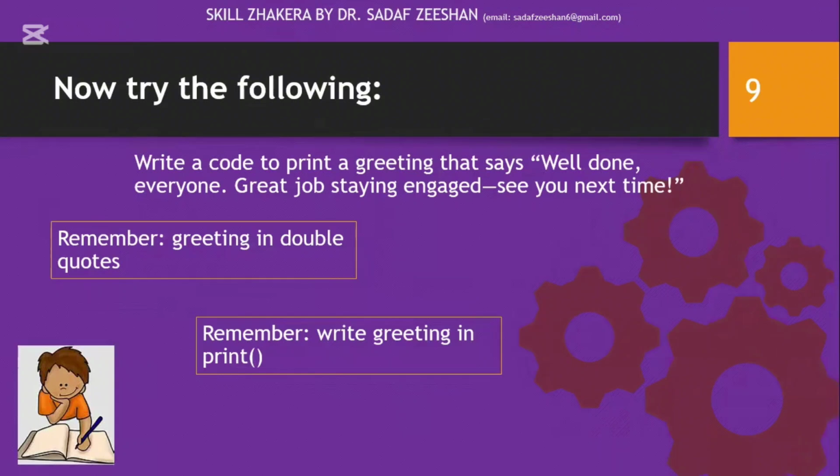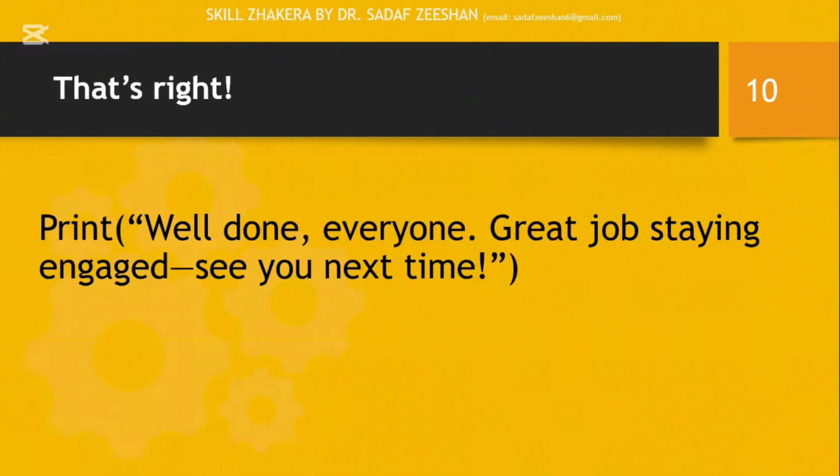Now, let's try the following. Write a code to print a greeting that says, "Well done, everyone. Great job staying engaged. See you next time." Now, while writing this code, remember, the greeting that is given is in double quotes. And remember, this greeting has to be written within the print command. That's right. This is how you're going to write your first code. So what will be displayed will be, "Well done, everyone. Great job staying engaged. See you next time."